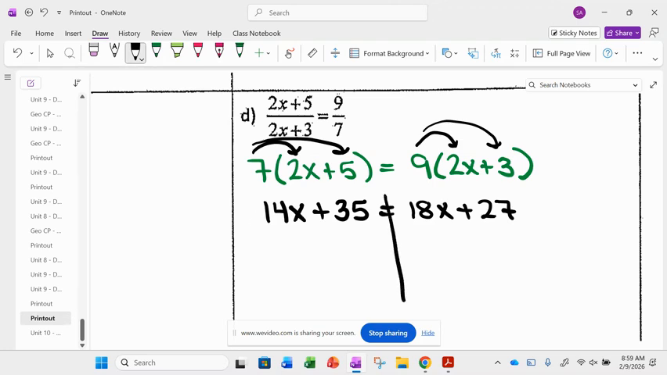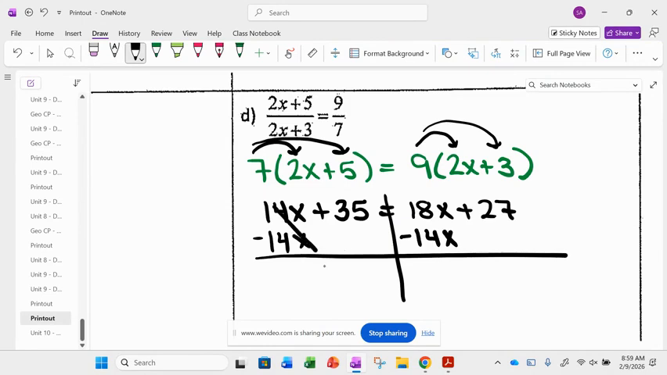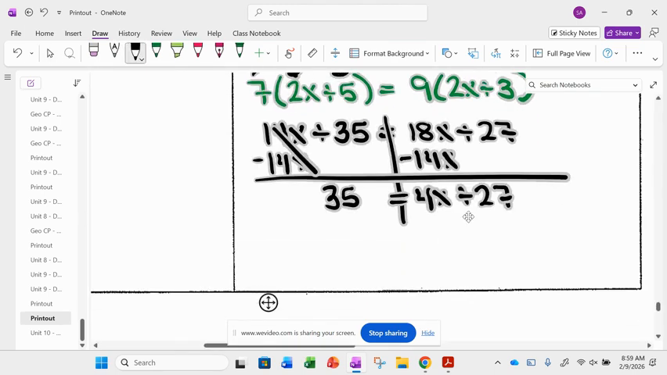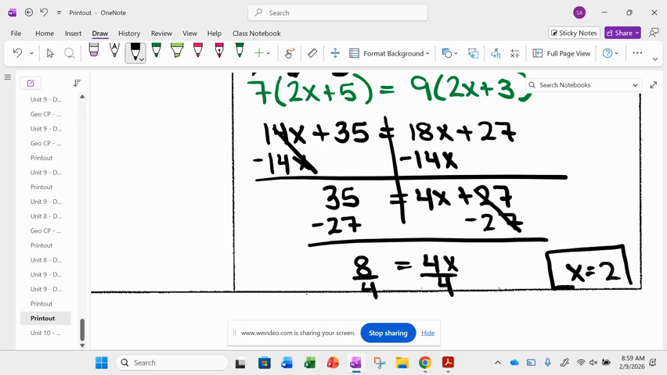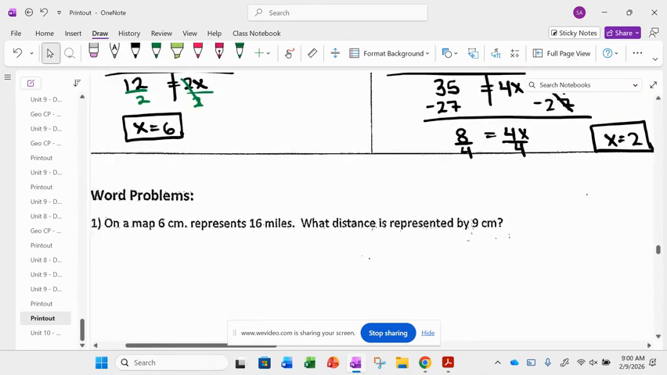Again, I have x's on different sides, so what I'm going to do is subtract that 14x on both sides. So now I have 35 is equal to 4x plus 27. Now we're going to subtract that 27, and we're going to get 8 is equal to 4x, divide by 4, and we get x is equal to 2. All right, let's move on.